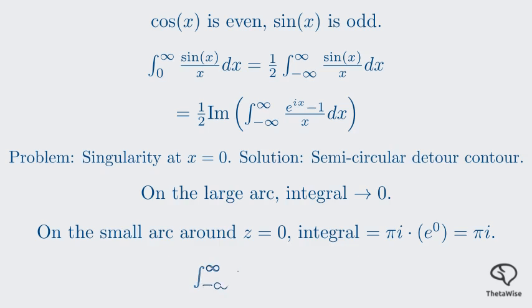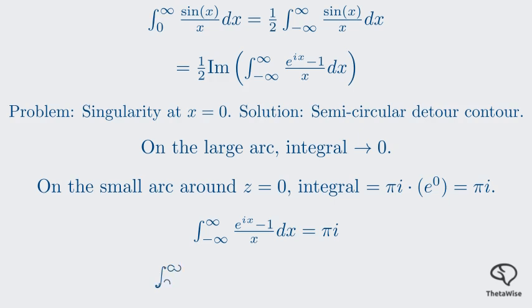So the complex integral is equal to this contribution from the singularity, which is pi i. We then take the imaginary part, which is pi. And since our original integral is half of this, the final answer is pi over 2. We've solved a tough real integral using a contour in the complex plane.